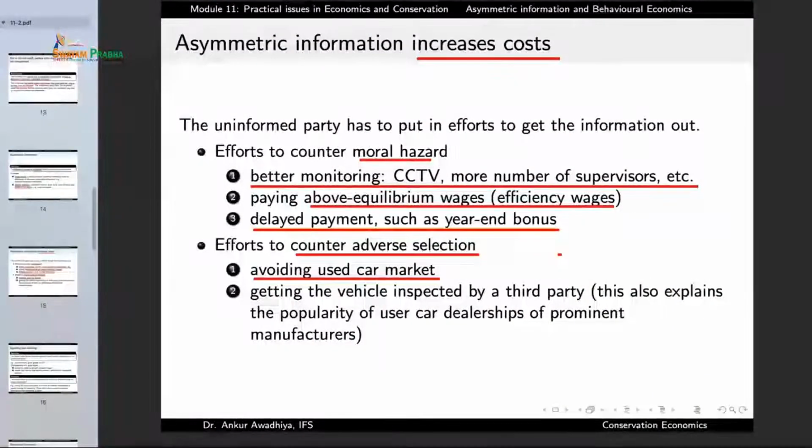Another thing is that the prospective buyer might try to get the vehicle inspected by a third party, especially a third party that is a prominent manufacturer. In this case also, the third party might give out the correct information, but there is a cost involved. The prospective buyer will have to pay the third party to get the vehicle inspected. So all of these measures are increasing the cost of transaction, and when the cost of transaction increases, it means that the surplus reduces.